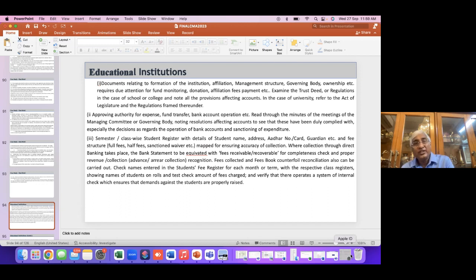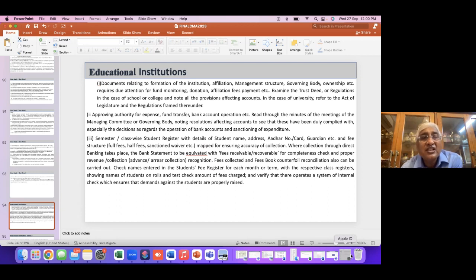Now I'm coming to another sort of organization, which is the educational institution. All of us are quite accustomed, just like our ICWA or ICMAI is also an educational institution, but a professional educational institution. And there are other educational institutions like different colleges, schools, etc. For them, there are certain important points which I am trying to mention, because they may come as part of a case study.